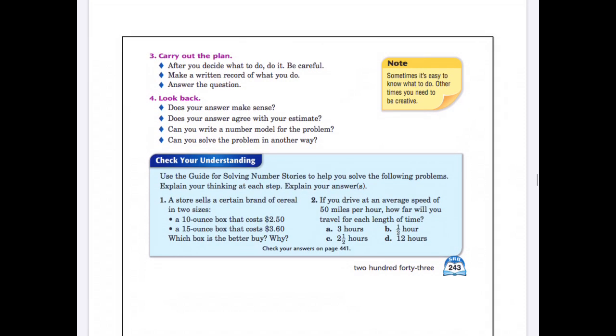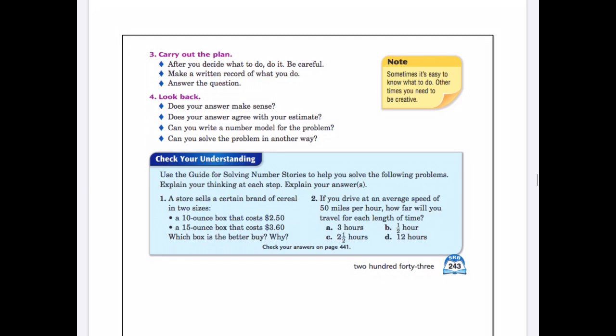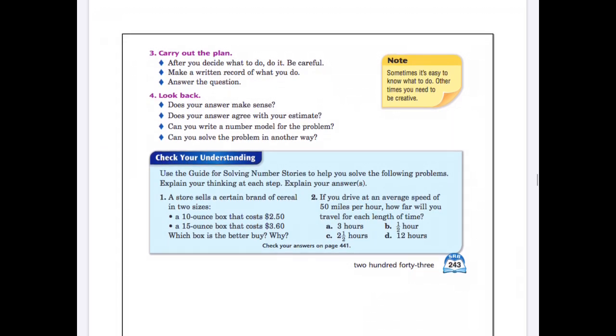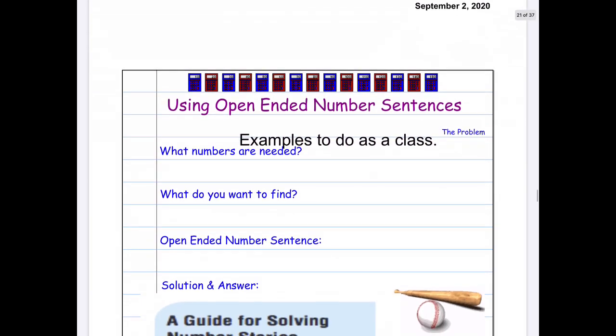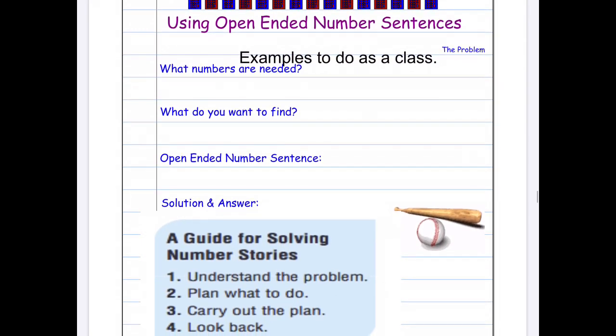So here's some story problems to try using that guide. And we'll do that in the notebook. There's the steps again. And this is the way we're going to use it to practice.